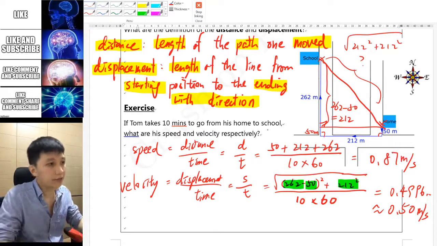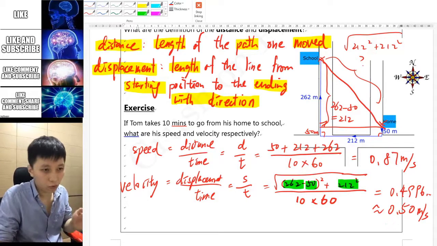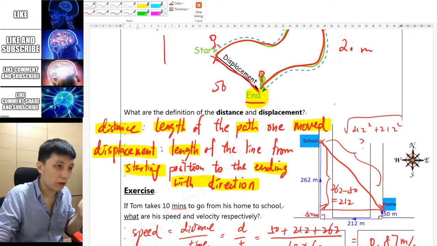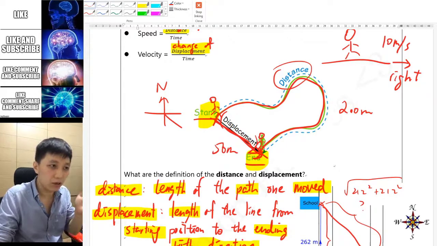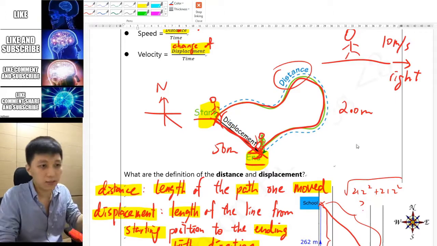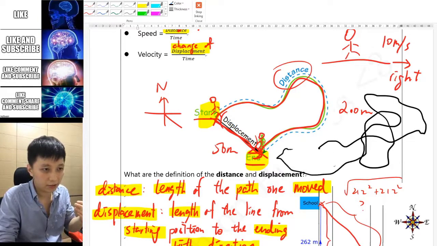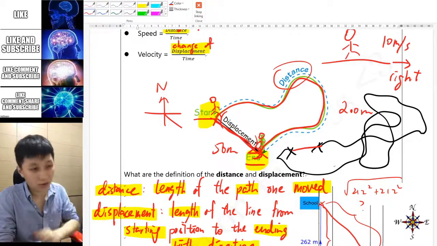You may notice that, strangely, the velocity is much lower than the speed, but this is very normal because, like I said, in any situation your distance must be longer than the displacement. Think about this, right? Distance follows whatever path you take. You can go like this, from here all the way through all the curve and back to here, and then the displacement is just this tiny short red line.